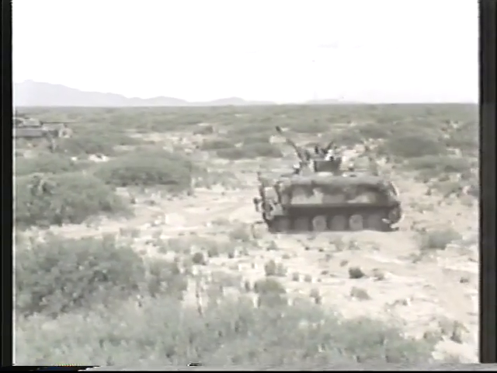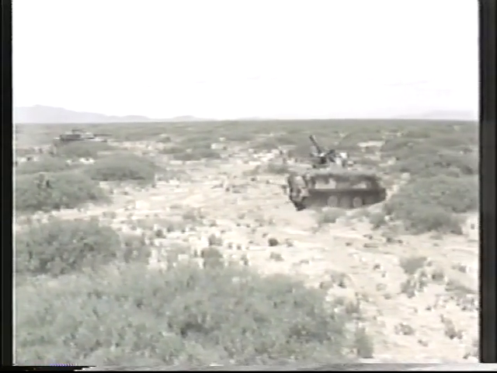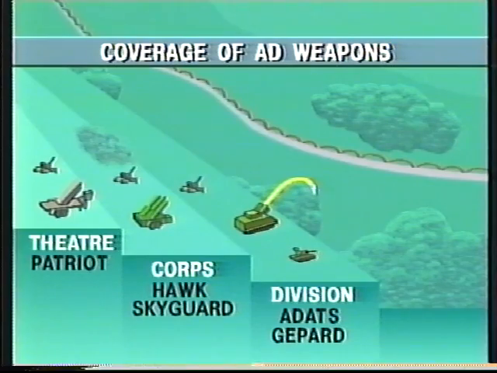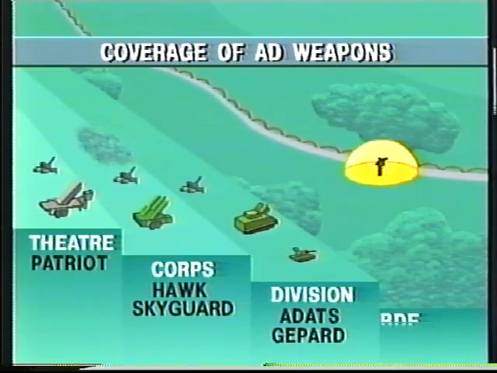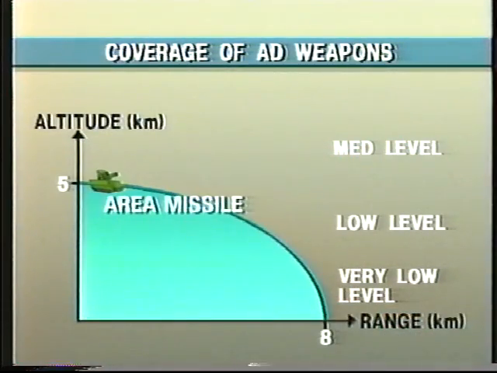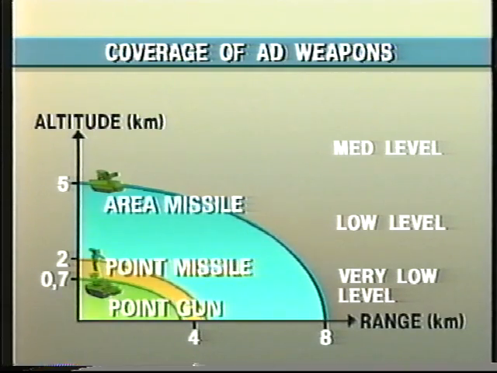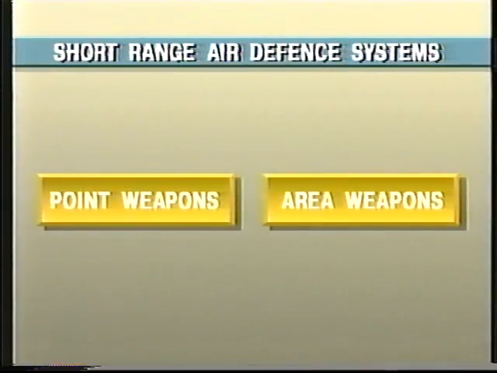The division threat is almost exclusively at low level. Highly mobile short-range weapons are employed throughout the division area, on or near the FEBA, to maintain freedom of maneuver and provide protection to vital assets. These short-range weapon systems can operate from the surface into the medium-level height band. However, they are primarily used in the low and very low-level bands. SHORAD systems are categorized as point or area weapons.